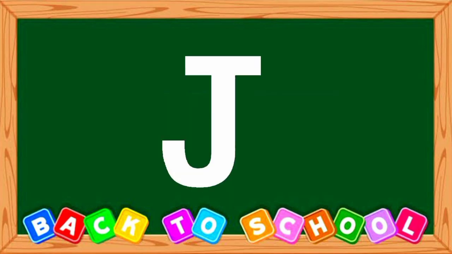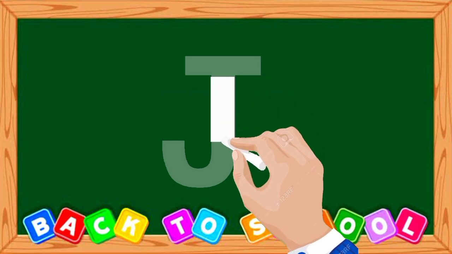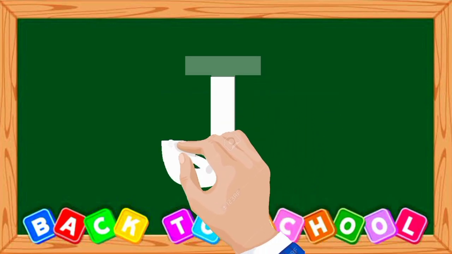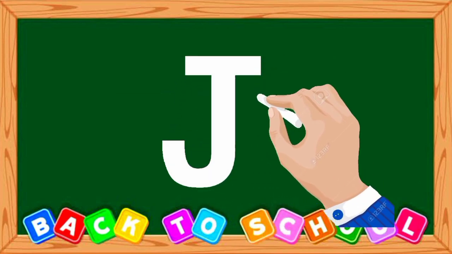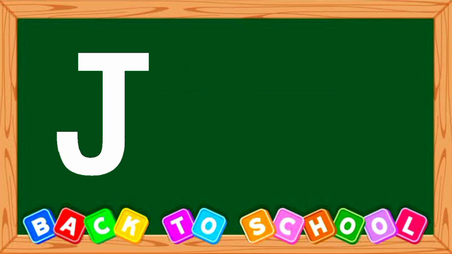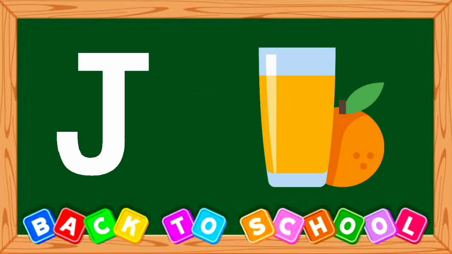Letter J. One standing line and a curve towards the middle with a sleeping line at the top makes my letter J. J says J. J as in juice.